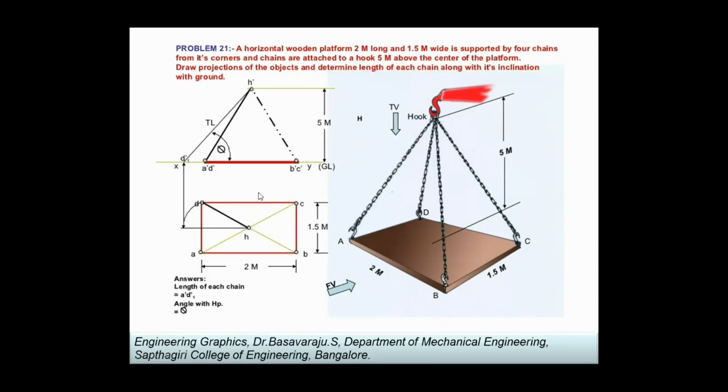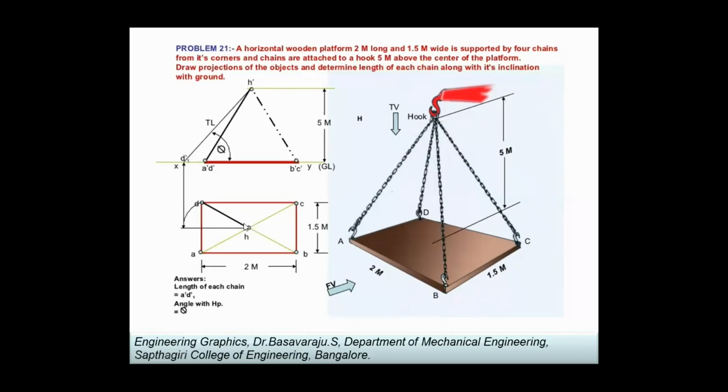Then how can I find its true length? How much length do I want? It is not possible. So if I want the exact length of the chain to fix it properly to the hook, which is at a height of 5 meter, then what am I supposed to do? The inclined lines are there: HA, HD, HC and HB.